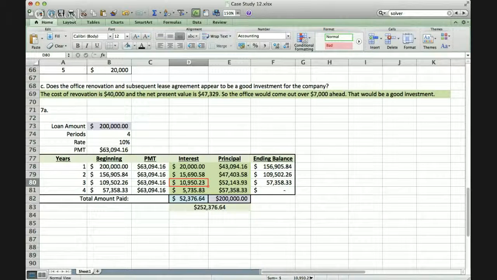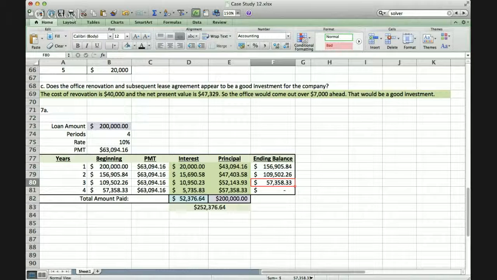$43,094.16. And then the following year would be $15,690.58 with a principal of $47,403.58. And as you can see, year 3, $10,950.23 for the interest, and the principal would be $52,143.93. And you can see that we're getting pretty close. Our ending balance here is just over $50,000.